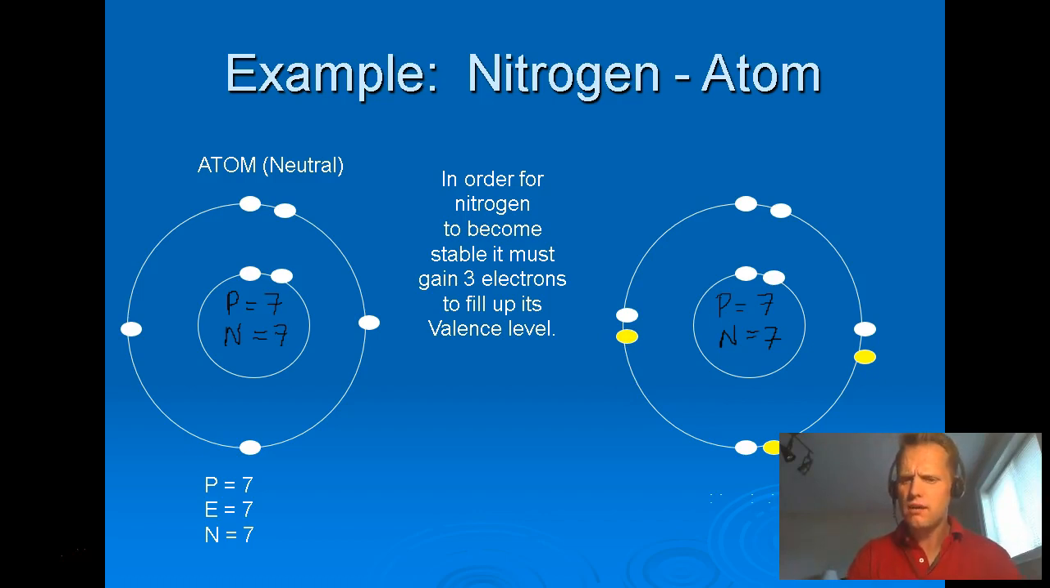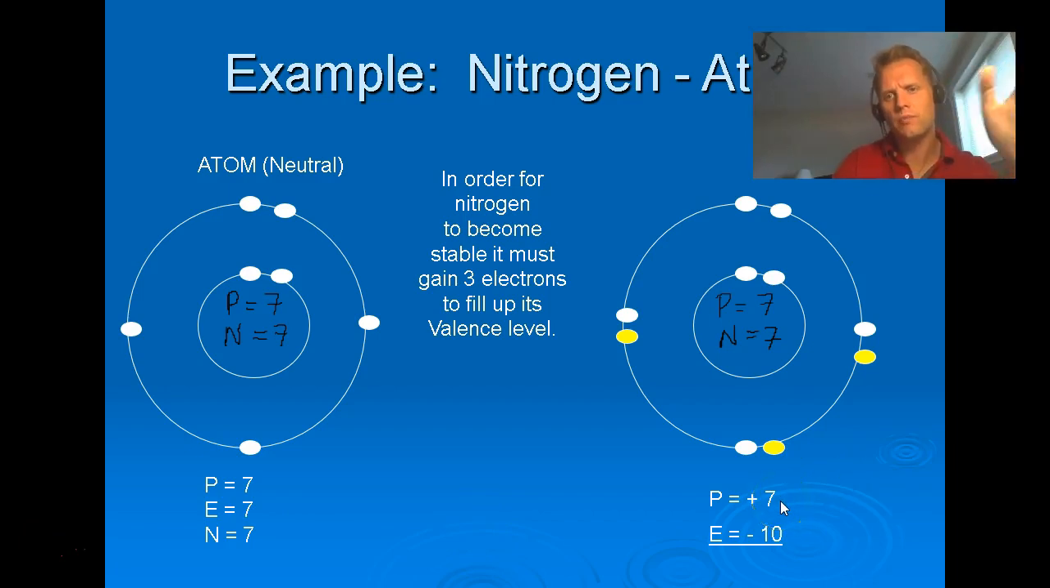Now, is it neutral now? Well, the answer is no, it's not. Let me just clear this out here so you can see. It's not neutral because it has 10 electrons and 7 protons. So what does it have more of, electrons or protons? It has more electrons. How many more? Well, 3 more. So the charge of the nitrogen atom is 3 negative.